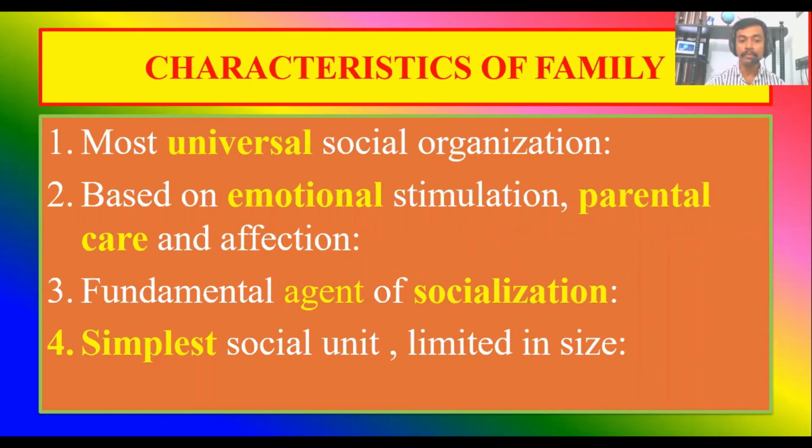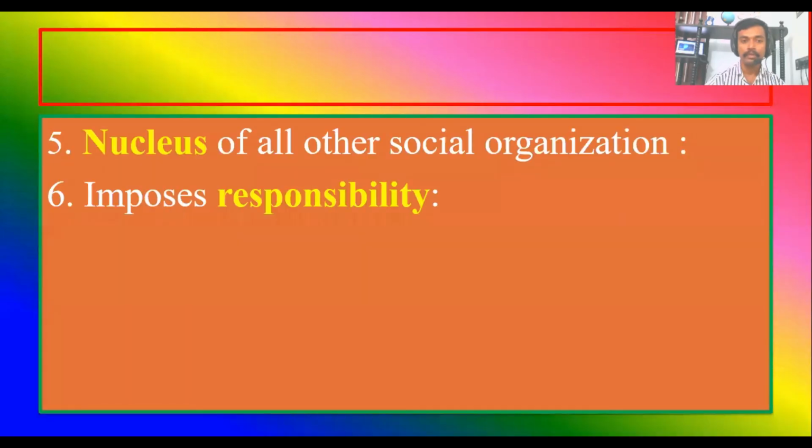Fourth one, simplest social unit. Family is a very simple unit compared to other social units. The number of members in the family is very, very less compared to other social institutions. Fifth, the nucleus of all other social organizations, which means family creates all other social organizations. For example, religion created by family, education created by family, government created by family members.